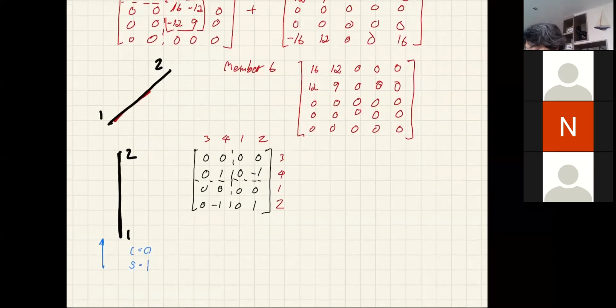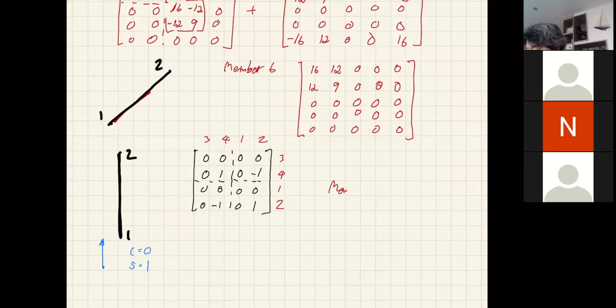So for member 7, let's do 1, 2 first, okay? Right here. So it's 0, 0, 0, 1. Finish that. We all have business with 1, 2, 3, 4. So this is the first row, and then 3 and 4. 0, 0. Second row, 3 and 4. 0, minus 1.